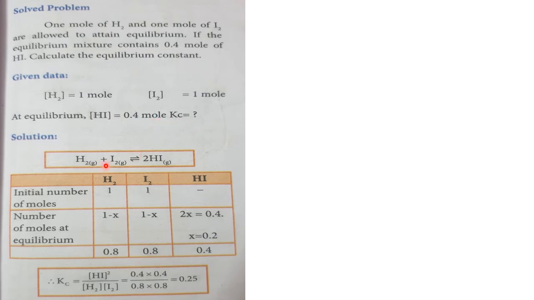So first you have to write the tabular column: H2, I2 and HI. Initial number of moles, what is given? 1 mole, 1 mole. At that time, products are not formed. The number of moles at equilibrium is not given, so we have to consider it, because we don't know how many moles out of that 1 mole are reacting. So we consider x moles are reacting. Then how many moles at equilibrium? 1 minus x. Here also 1 minus x, and 2x will be formed.